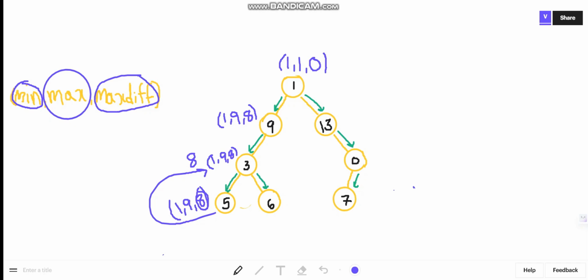On the right we have 6. The previous minimum was 1, and 1 is smaller than 6, so the minimum remains the same. The maximum was 9, and 6 is less than 9, so the maximum also remains the same. And the difference will be 8, right?